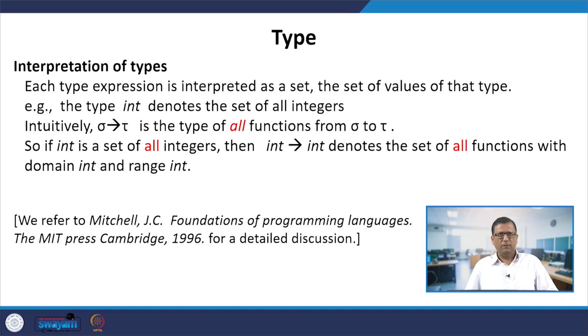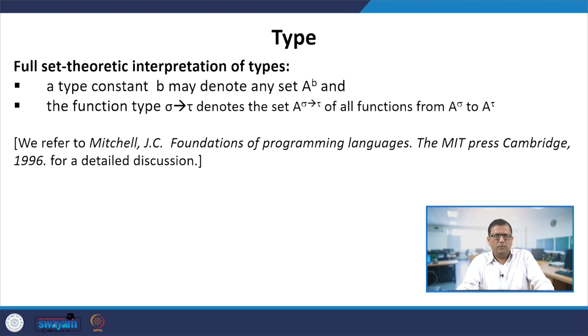That means intuitively, when we write sigma arrow tau, we are saying it is the type of all functions from sigma to tau. So, if int is the set of all integers, then int arrow int denotes the set of all functions with domain int and range int. Now, let us try to see the full set theoretic interpretation of types. A type constant b, we may denote it by any set like A superscript b.